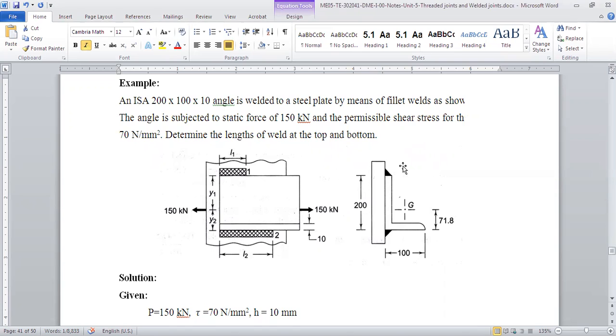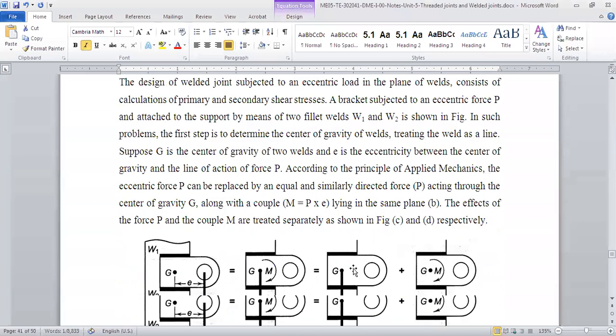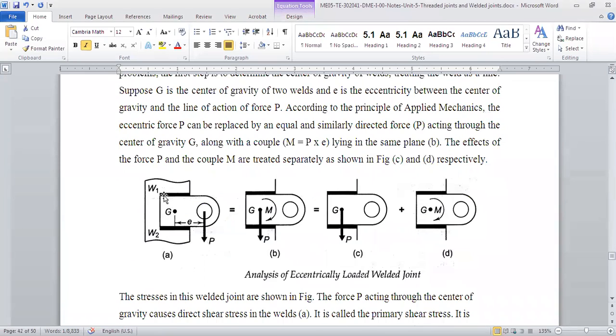But we have seen this in the threaded joints also. But I doubt you must have forgotten about that now, because 3 or 4 lectures have gone and it is wiped out, right? But anyway, we'll go through it now. Now see, as I said, your welded joints are in the top and bottom, W1 and W2, but G is the center of gravity of that. And your load is in the plane of the weld, but it is not at G. If it is at G, then we will get simply shear stress, right, direct shear? But since it is away from this, then we will get a moment M, right?